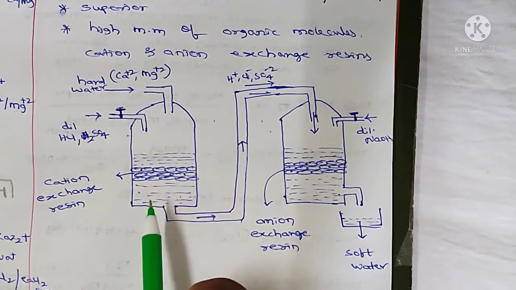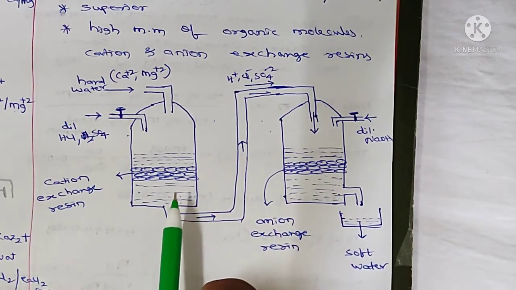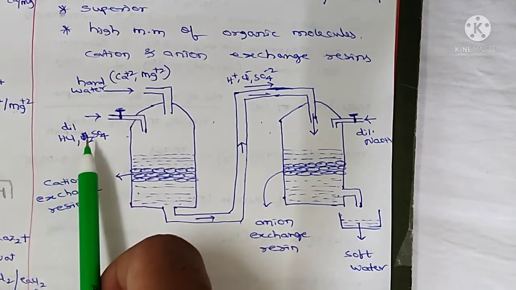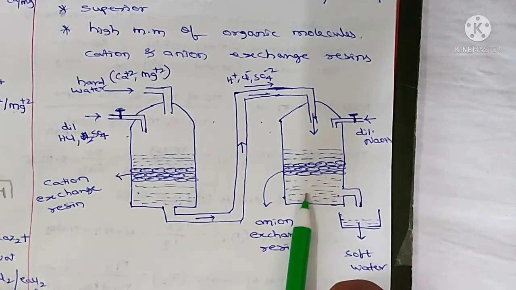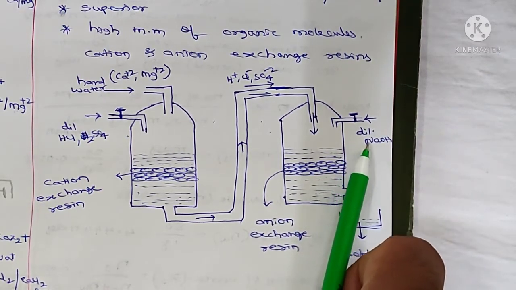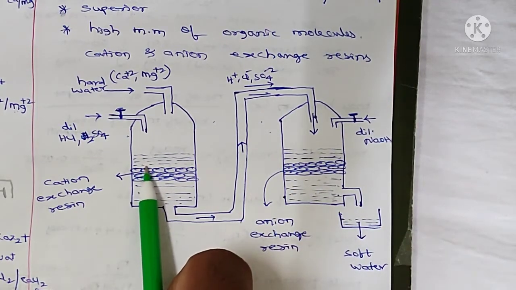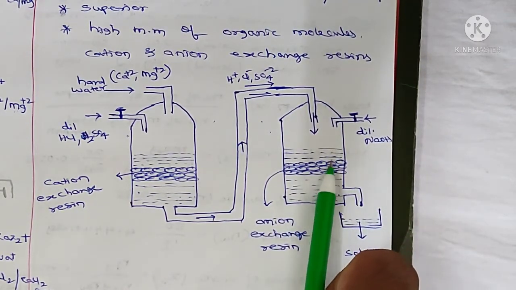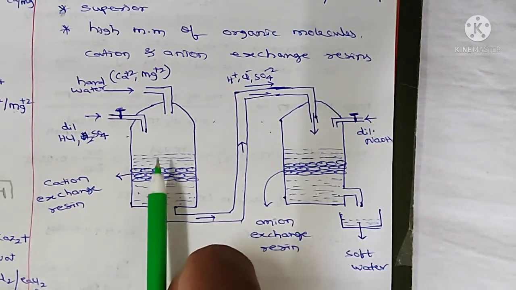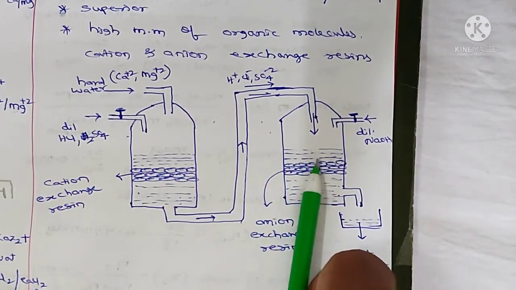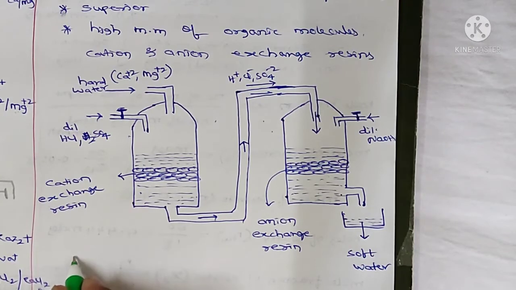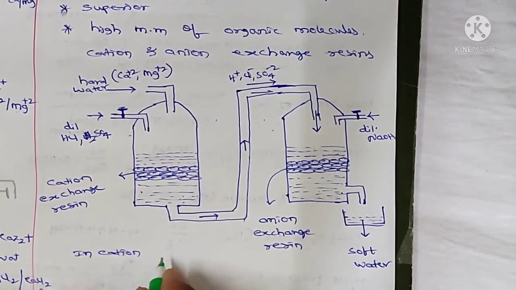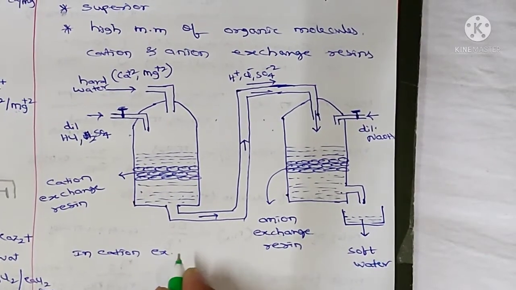So during that process, the cation exchange resin and anion exchange resin will be consumed. To regenerate the cation exchange resin, we add acid, dilute HCl or H2SO4. And to regenerate the anion exchange resin, we add dilute NaOH base. Now let us see what is happening in the cation exchange resin and what is happening in the anion exchange resin. So first of all, I am taking the cation exchange resin.